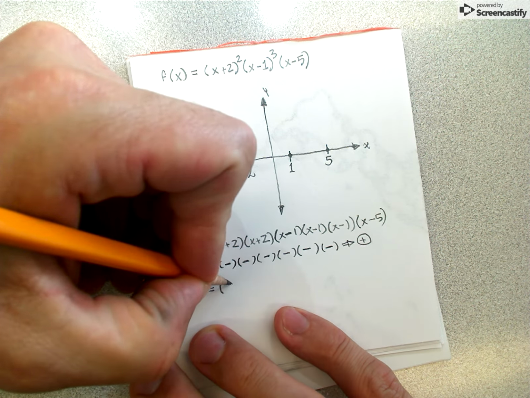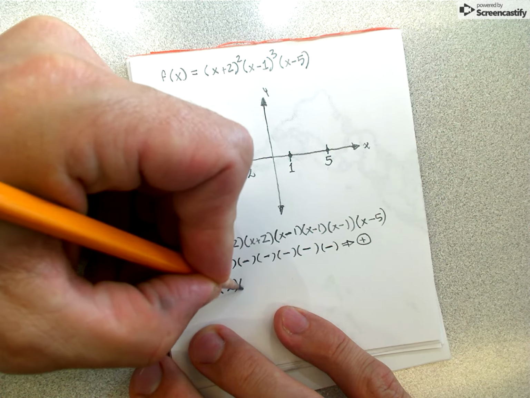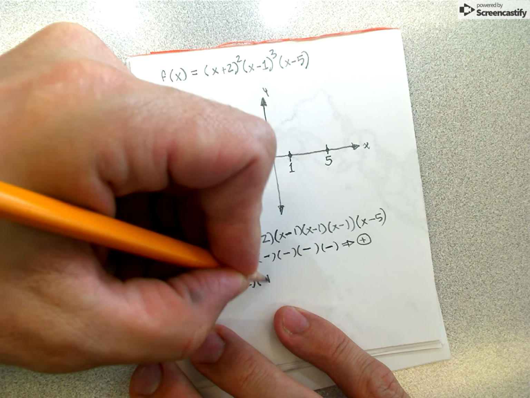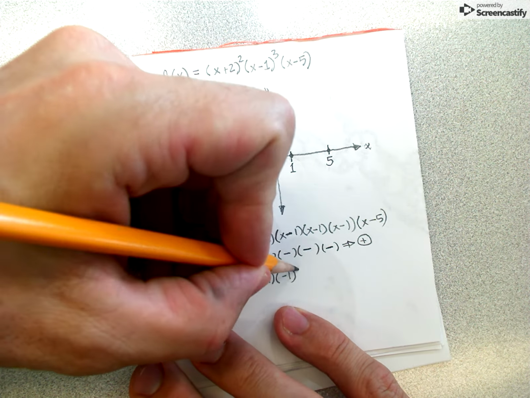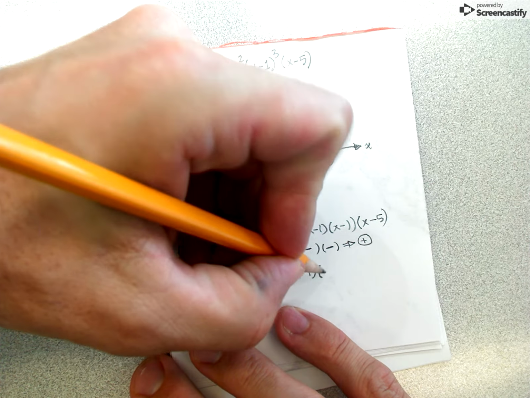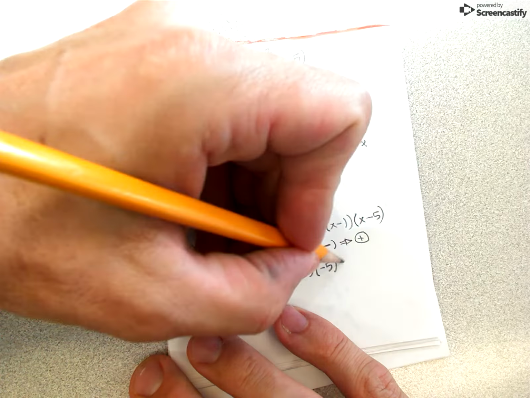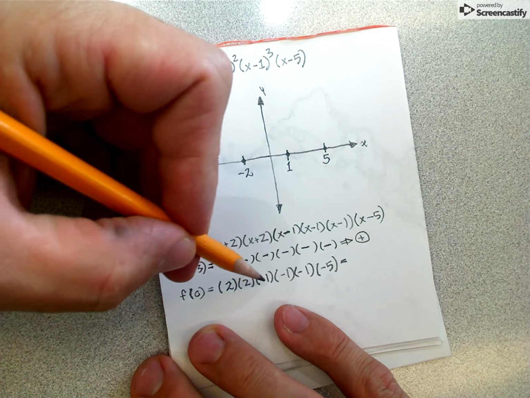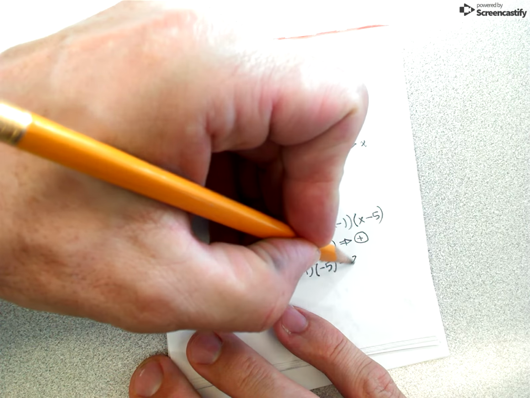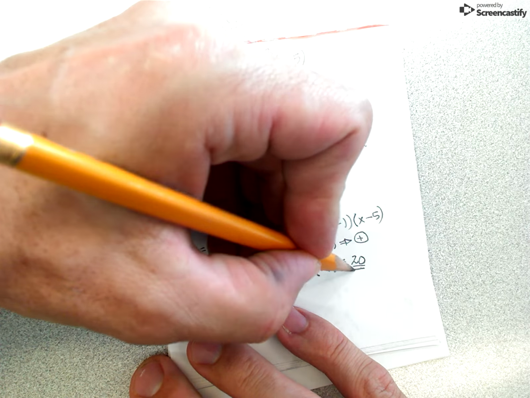So let's just imagine plugging 0 into all of these factors. I would get 2 times -1 times -1 times -1 times -1 times -5. And that, if you multiply that out, you'll see we get 20, positive 20.